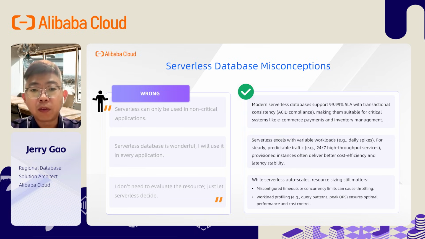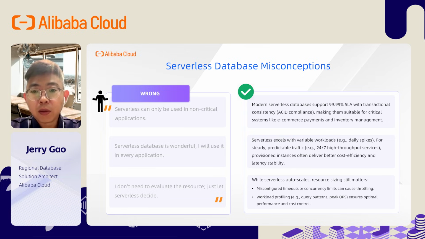For example, the first one may be that serverless can only be used in non-critical applications. Actually, now serverless database can also provide enterprise-level SLA with transactional consistency, which means serverless database is also suitable for business-critical systems like e-commerce, retail, gaming, and other application scenarios.